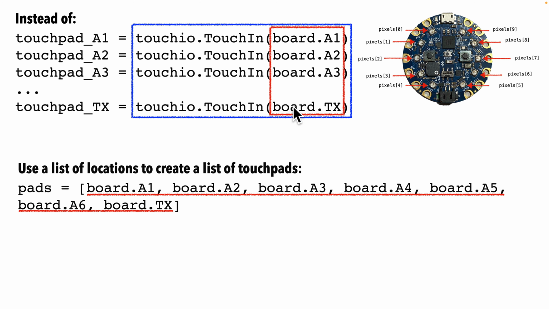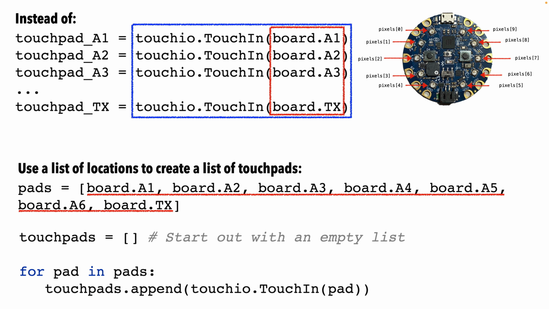Now you see how we passed the location into touchio.TouchIn to create a touchpad? Well, instead of creating separate variables with a separate name for each touchpad, we're going to create a single list called touchpads, and we'll loop through all of the locations in the pads list, and we'll use each location to create a new TouchIn object. Once we've created that, we're going to append it to the touchpads list. Remember, append adds an element to the end of the list.